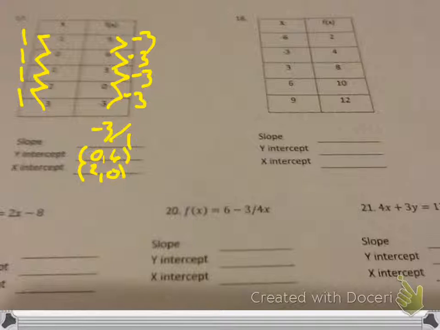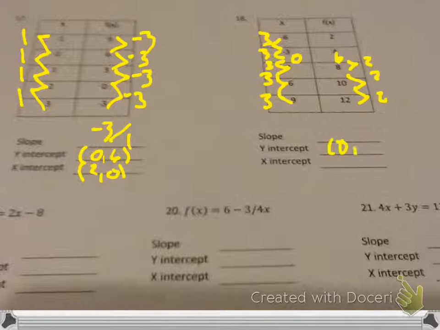Okay, on this one, let's follow the pattern. 9 minus 6 is 3. 6 minus 3 is 3. If I subtract 3 by 3, I end up with 0. 0 minus 3 is negative 3. And negative 3 minus 3 is negative 6. So that could work. 12 minus 10 is 2. 10 minus 8 is 2. So continue the pattern, go by 2, and I end up with 6. So my y-intercept is 0, 6. You can also already tell that your slope is 2 over 3.